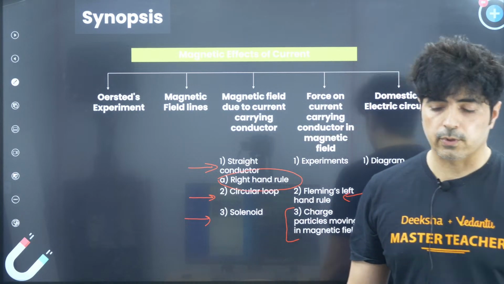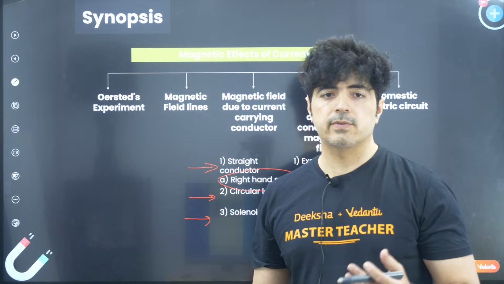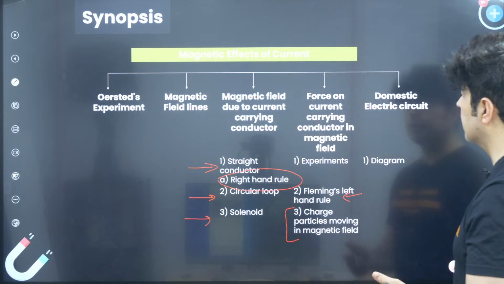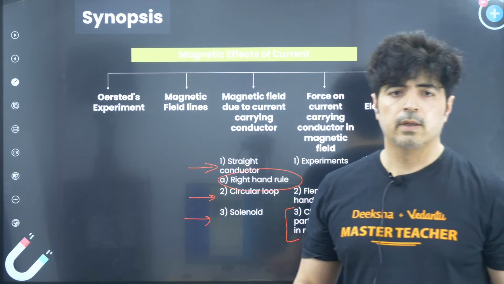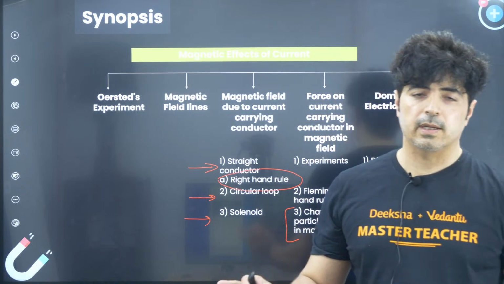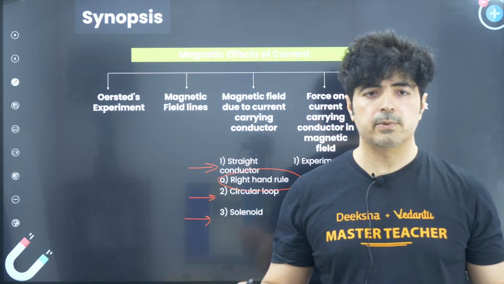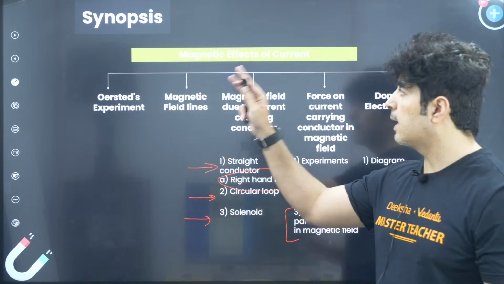Okay, like electron, proton and neutron, how it behaves in a magnetic field. And finally we'll be studying domestic electric circuit, there is a diagram of it. We'll be studying that also in depth. I hope this part is absolutely clear. So this is what the entire topic is all about.